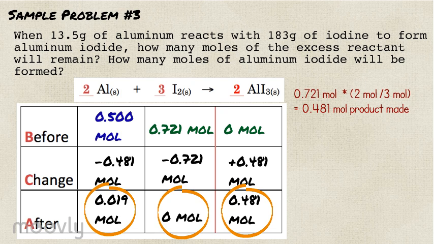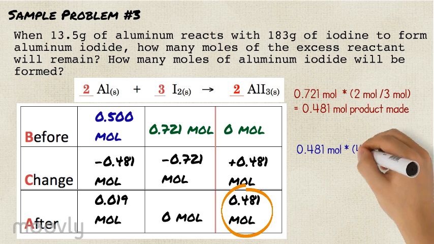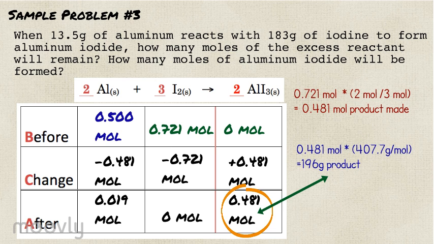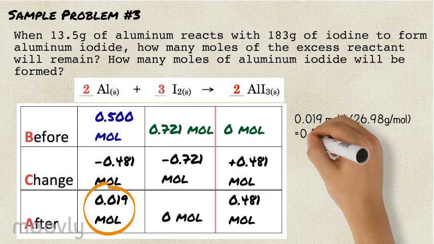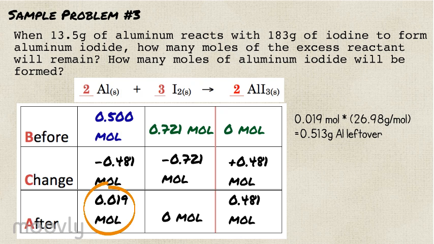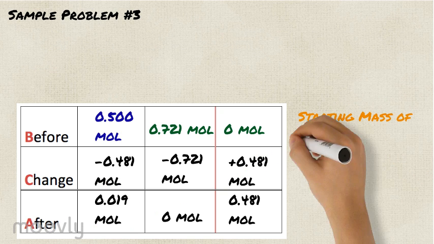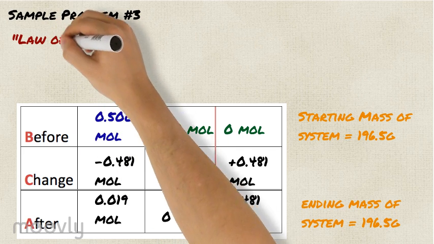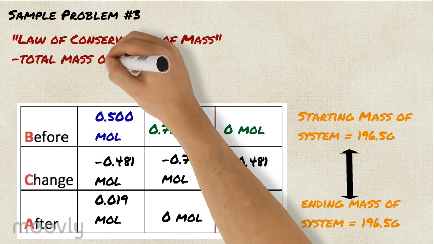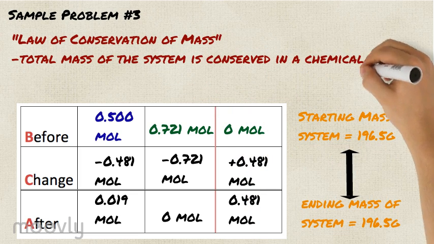If we want to figure out how much aluminum iodide, in grams, is actually produced, we can multiply the number of moles by the molar mass of aluminum iodide, and this will give us 196 grams. Likewise, if we are interested in the mass of aluminum left over, we can multiply 0.019 moles by aluminum's molar mass, and this will give us 0.513 grams. So we started the reaction with 196.5 grams in our system, and we ended the reaction with 196.5 grams in our system. The total mass of the system is conserved in a chemical reaction. No matter is created and no matter is destroyed.